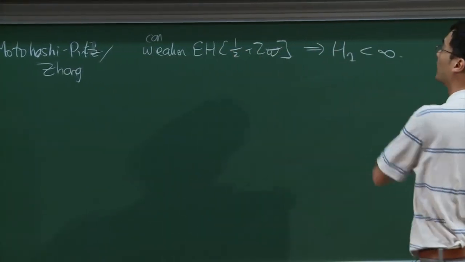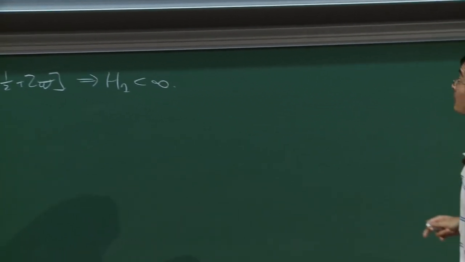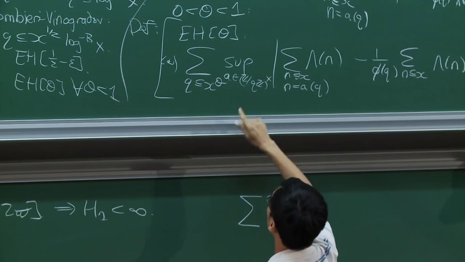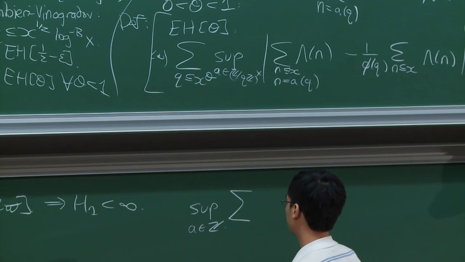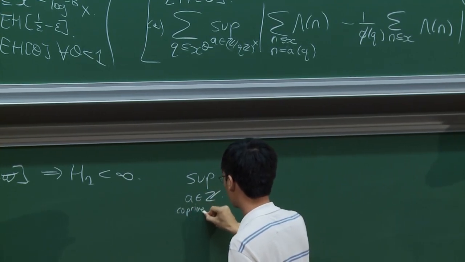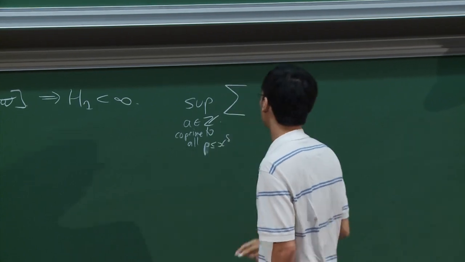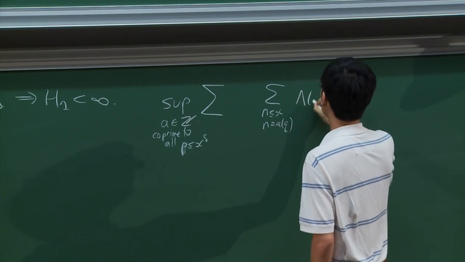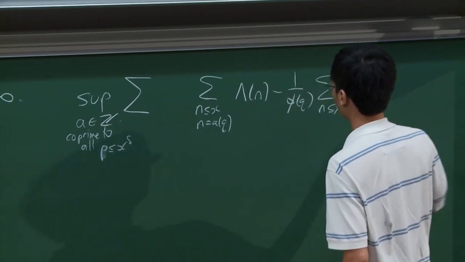Yeah, if you can get anything beyond 1/2, you can get bounded gaps between primes on the Elliott-Halberstam conjecture. But actually, you don't need the full Elliott-Halberstam conjecture. So first of all, you can weaken it by taking the sup outside the sum. But you have to be coprime to everybody, to all primes up to some threshold. So it's the same conjecture.